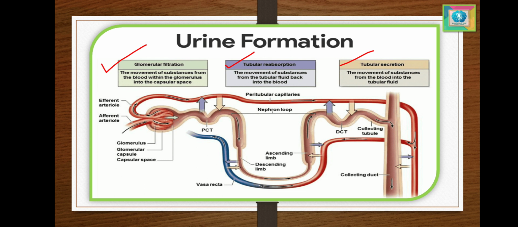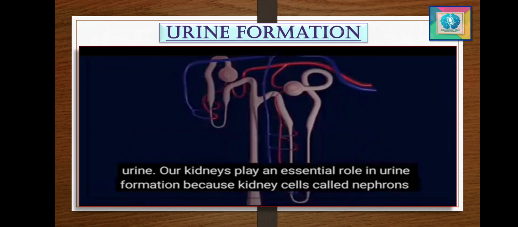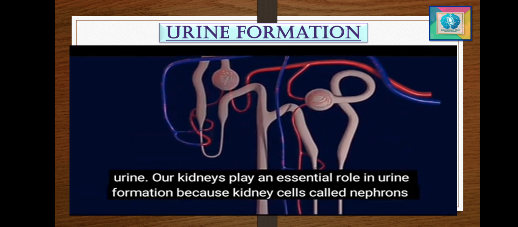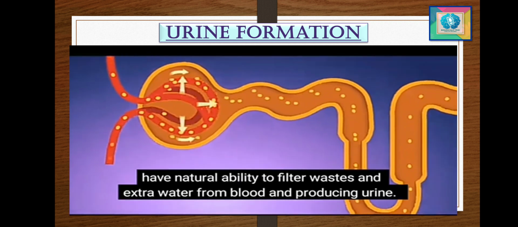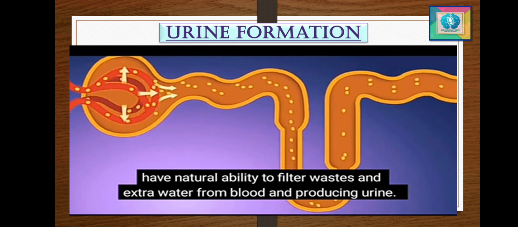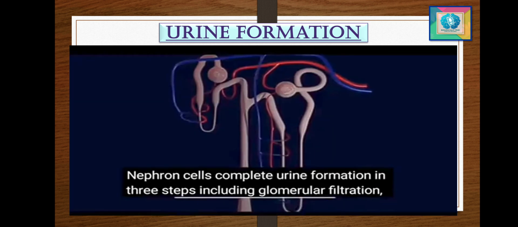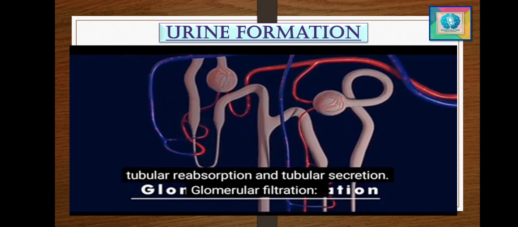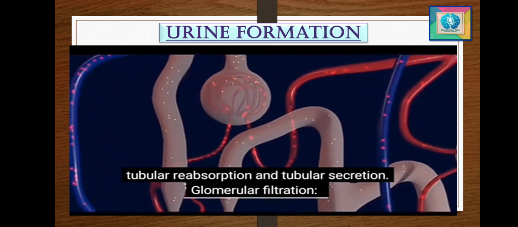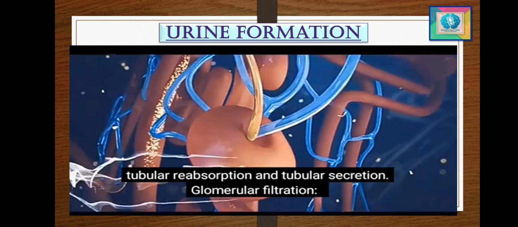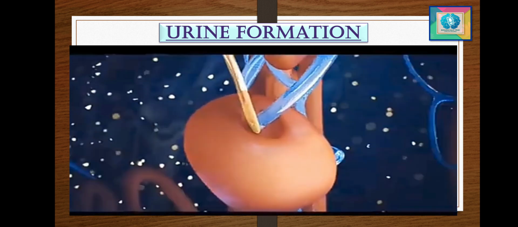Now let's see this whole process of urine formation in a 3D view so that it will be easy for everyone to understand how urine formation takes place. Our kidneys play an essential role in urine formation, as kidney cells called nephrons have a natural ability to filter the waste and extra water from the blood and produce urine. These nephron cells complete urine formation in three steps: glomerular filtration, tubular reabsorption, and tubular secretion.